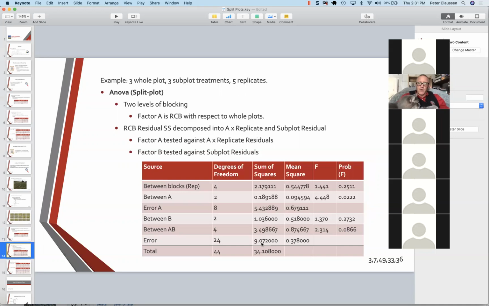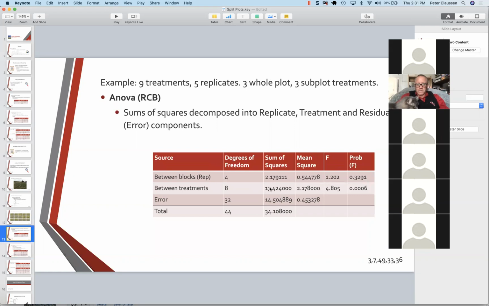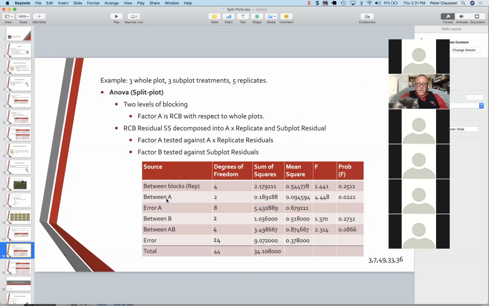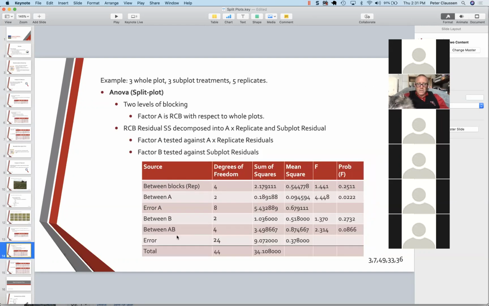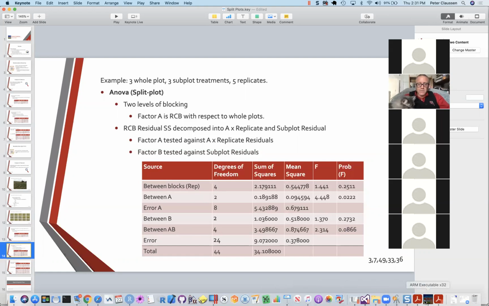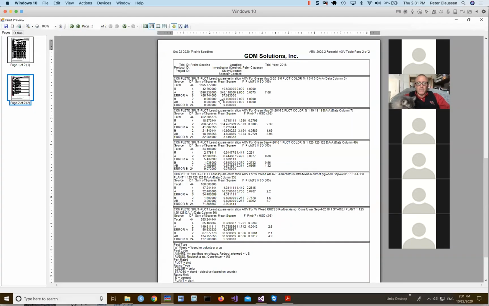With the standard factorial design, we decompose the between treatment sums of squares into A, B, and AB components. With the split plot, we also decompose the residual error sums of squares into an error for A and an error for B. The reason I picked one of these data columns is that it illustrates this. So let's start with that one first. In this one, column A, notice that I have no error on the B level. Column A is when I took pictures.